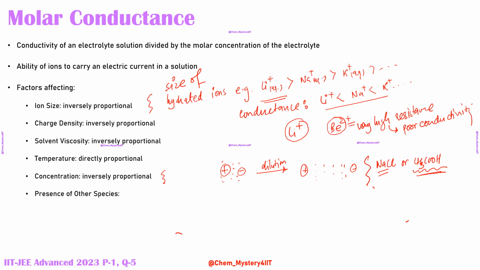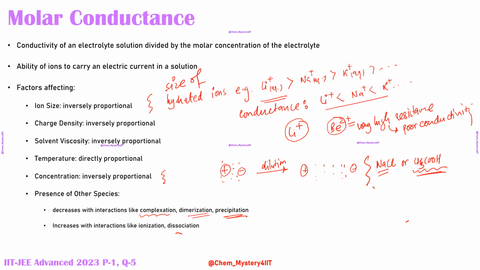Then we have the presence of other species as well. When other species are present, there can be two kinds of effects. Number one, if more molecules are joining together, which can happen in cases of complexation, dimerization, or precipitation, then there will be fewer charge carriers present. That will decrease the conductance and hence the molar conductance of the solution.